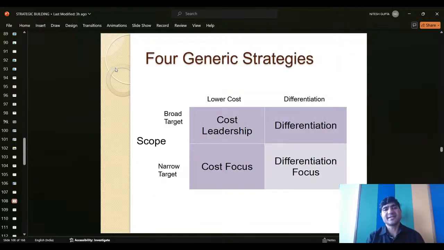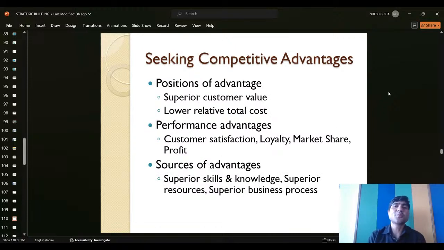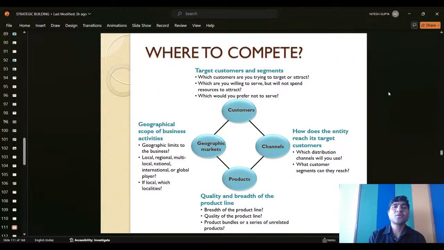The four generic strategies. What are those? Broad target, narrow target, low cost, differentiation. So the generic strategy should include broad target and lower cost is cost leadership. Narrow target and lower cost is cost focus. Narrow target and differentiation is differentiation focus. And broad target and differentiation is differentiation. Other characteristics of competitive advantage are substantiality and sustainability. When you seek competitive advantage, you will have to focus on position of the advantage, performance of the advantage, and source of the advantage.